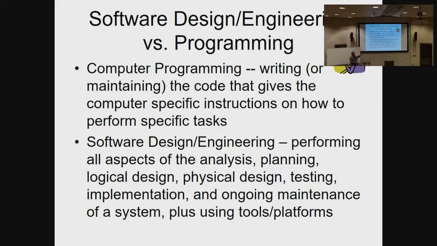Computer programming is the writing or maintaining of the code that gives the computer specific instructions on how to perform specific tasks. A lot of the time that we think about computer programming, we're thinking about creation of new programs. We live in the age and the world of applications. Many of you have downloaded applications to your smartphone or to your tablet or to your computer over time. And you've had some experience with applications. A few of you have probably even programmed or created applications.